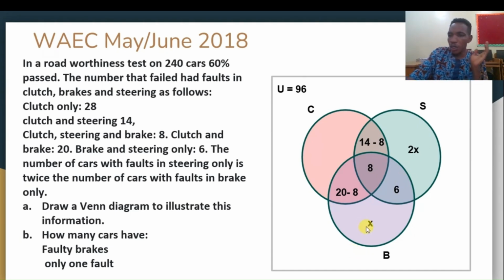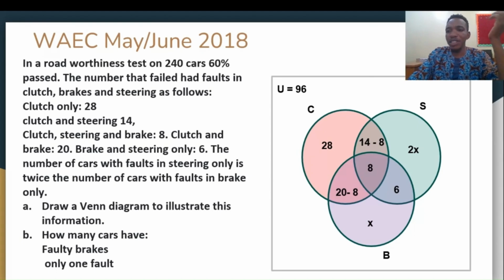Brake only, we don't know because they didn't tell us. They just told us that steering is twice of it. So brake only is not known, but we know that steering is twice of whatever brake only is. Remember, this is a video, just skip back and watch again and try to make sense of what I'm saying. And the last one is clutch only is 28. So we have filled everybody, we filled up all the aspects.